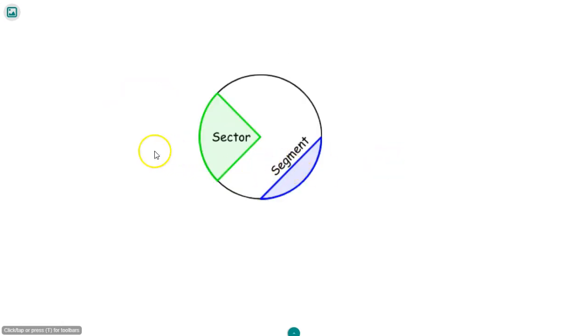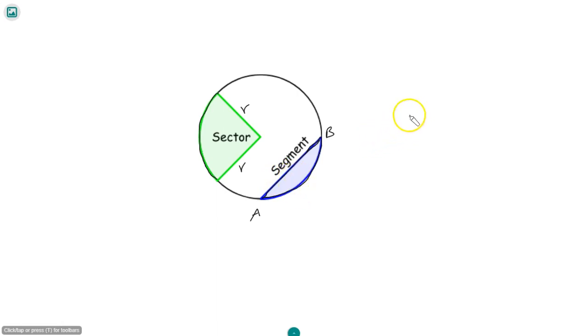Now let's look at two special parts of a circle. The first is called a sector. As you can see in the figure, a sector is a region which is enclosed by two radii and the corresponding arc. So this region is called a sector, and a segment is the region which is enclosed between a chord of a circle. So here AB is a chord and the corresponding arc. So the region enclosed between a chord and the corresponding arc is called a segment of a circle.